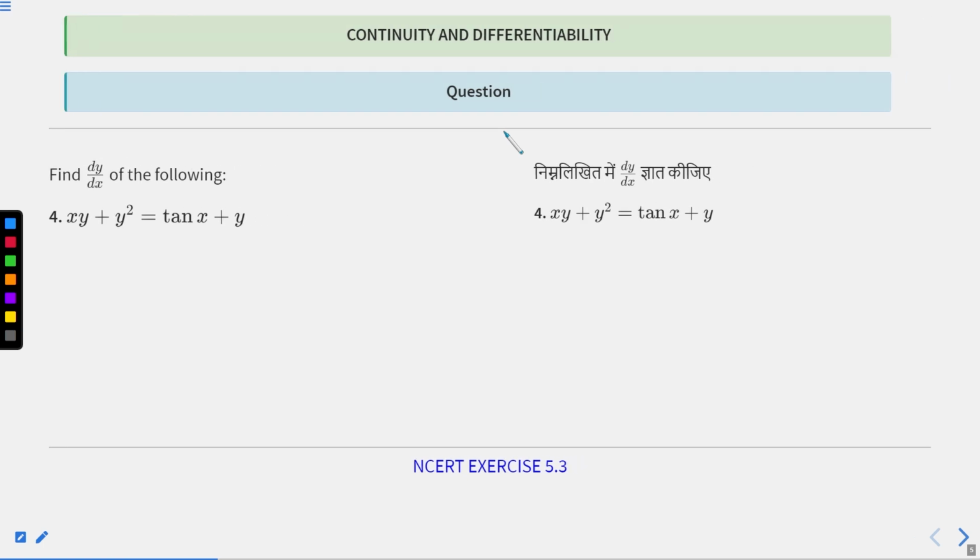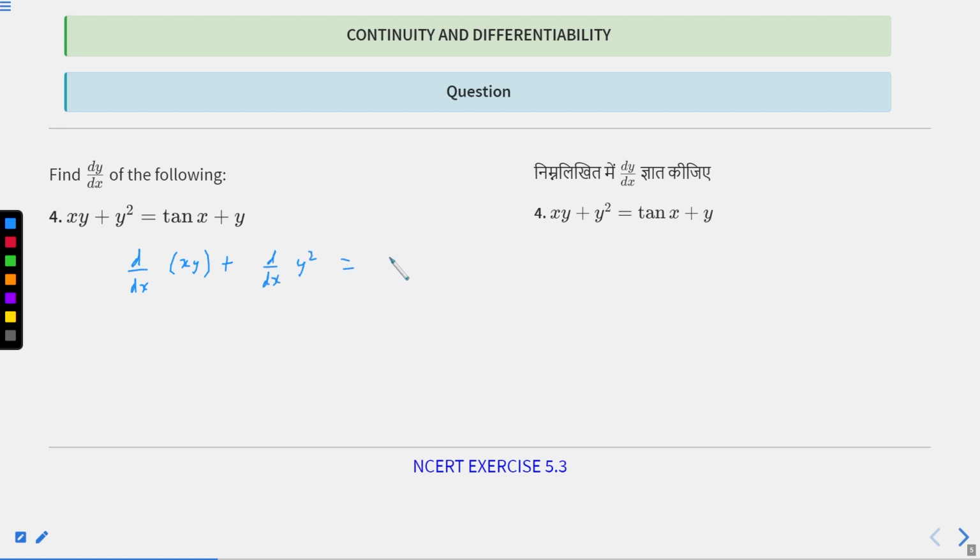That is xy plus y square equals 10x plus y. Okay, very nice. So operate on it. What you will do, by operating, I will just write directly. So dy over dx will be of this form.